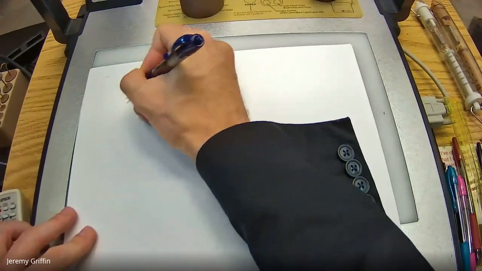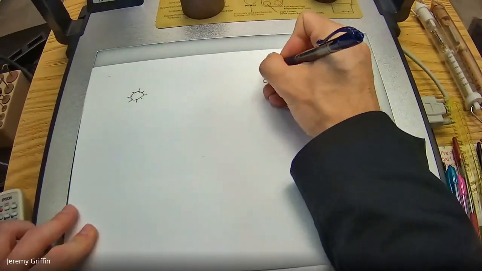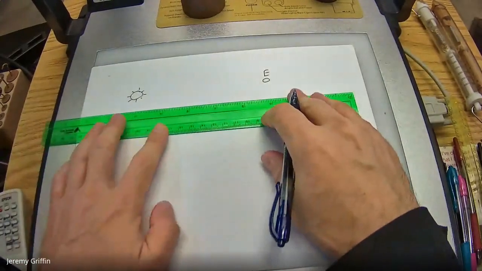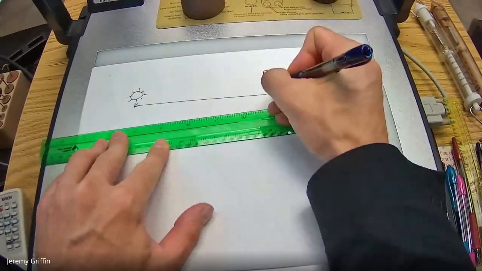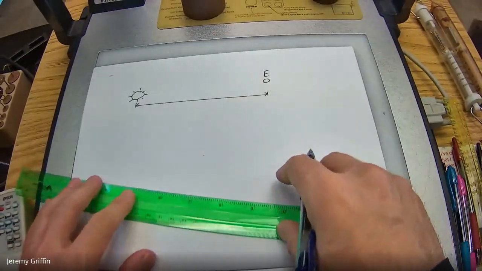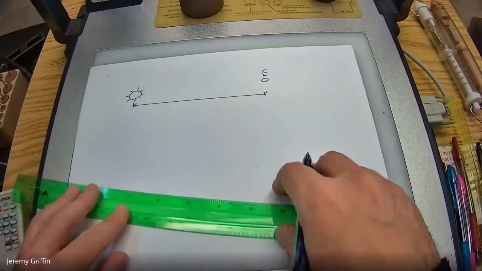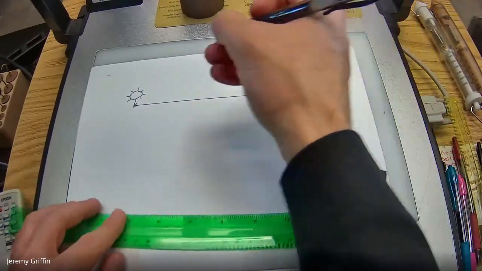Here's the sun. Here's the earth. You guys know how much time it takes for sunlight to reach the earth? Anybody know? Like 8 minutes. Yeah, it's about 8 minutes. Hey, the time I'm going to use is like 8.3 minutes.